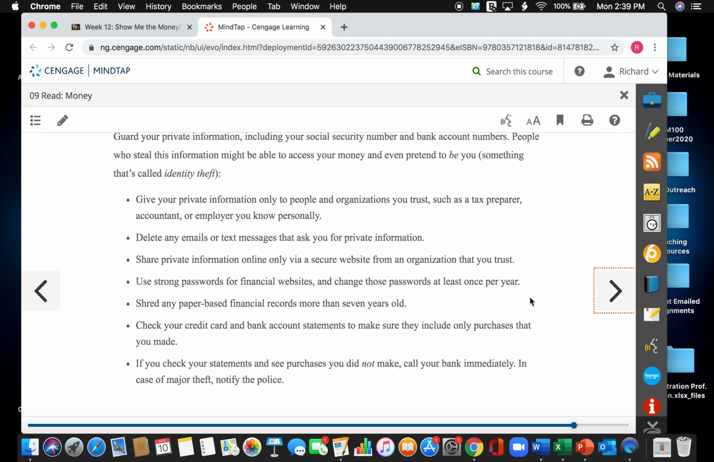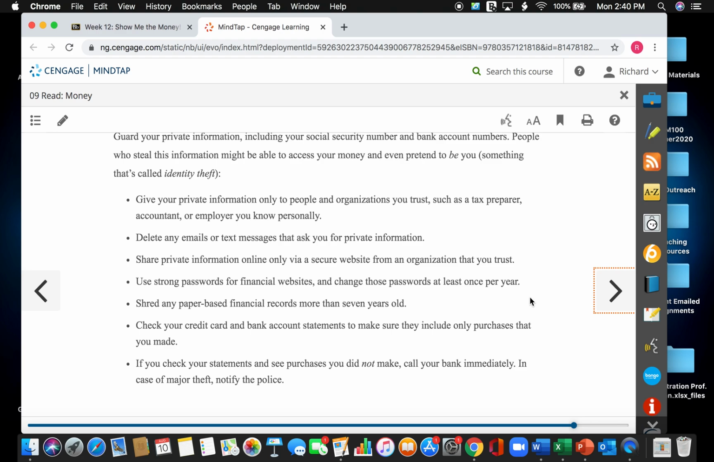Delete any emails or text messages that ask you for private information. Share private information online only via a secure website from an organization that you trust. So, for example, if you have a Wells Fargo bank account and you have the app, that is a secure website that you trust. So, use strong passwords for financial websites and change those passwords at least once per year.